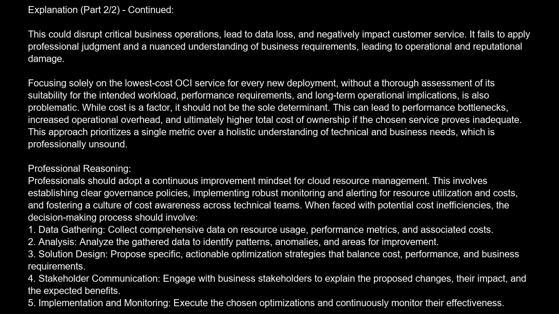2. Analysis. Analyze the gathered data to identify patterns, anomalies, and areas for improvement. 3. Solution design. Propose specific actionable optimization strategies that balance cost, performance, and business requirements. 4. Stakeholder communication. Engage with business stakeholders to explain the proposed changes, their impact, and the expected benefits. 5. Implementation and monitoring. Execute the chosen optimizations and continuously monitor their effectiveness.